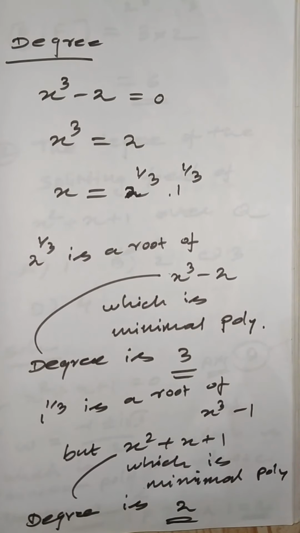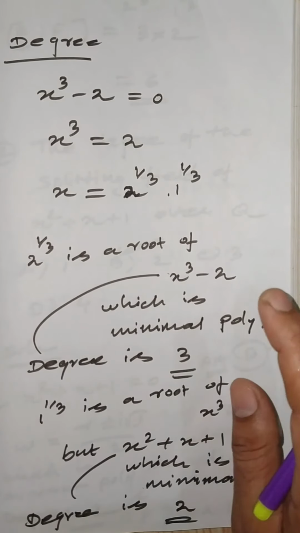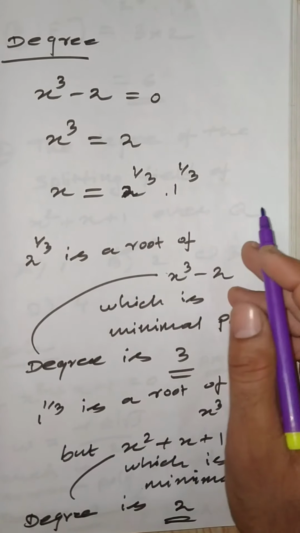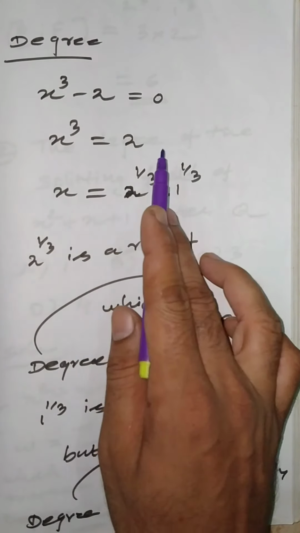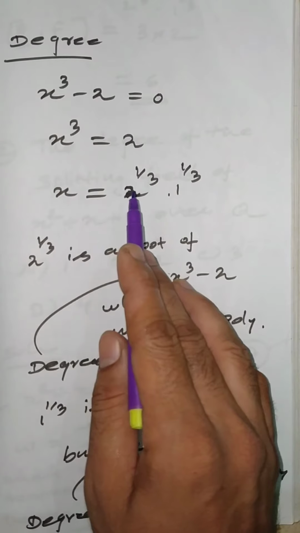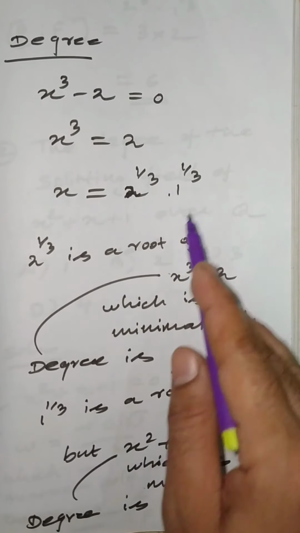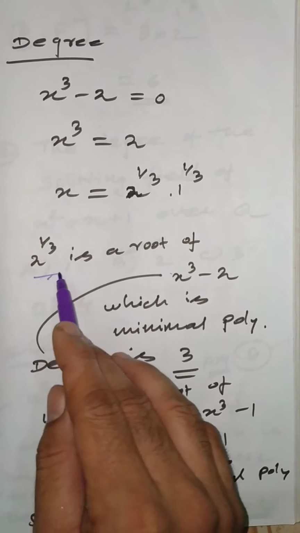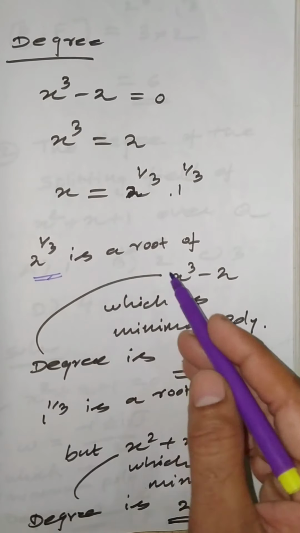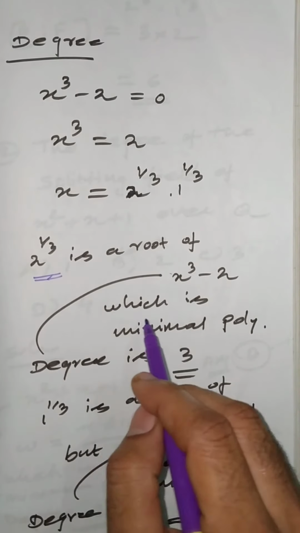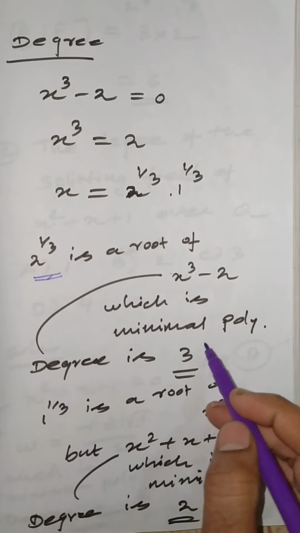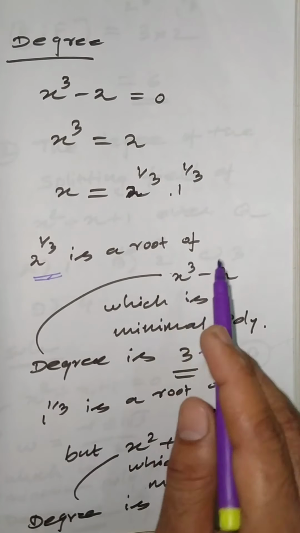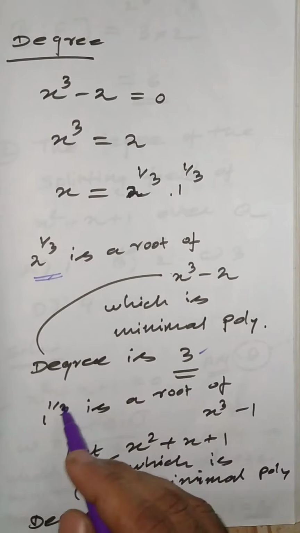Our aim next is to find the degree. But the question asks only for the splitting field; just for interest we are going to find the degree. How to find the degree? For that, x cube equal to 2, x equal to 2 power 1 by 3 into 1 power 1 by 3. We know that is a root, a zero of this polynomial. That is a minimal polynomial whose degree is 3. Right? So degree 3. This is a root of the minimal polynomial of this, whose degree is 3.